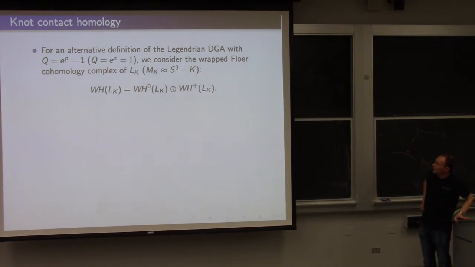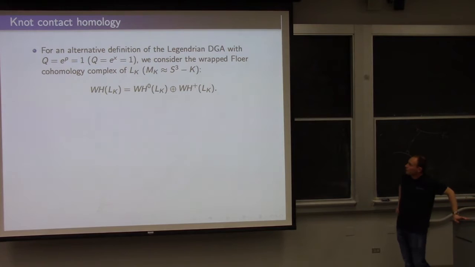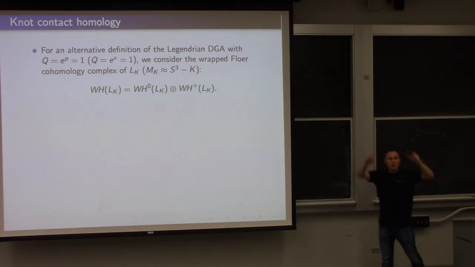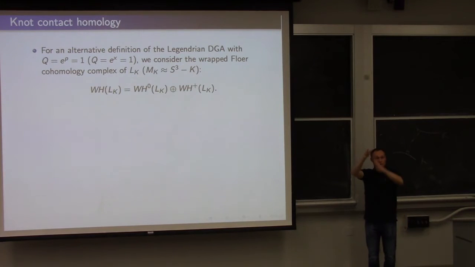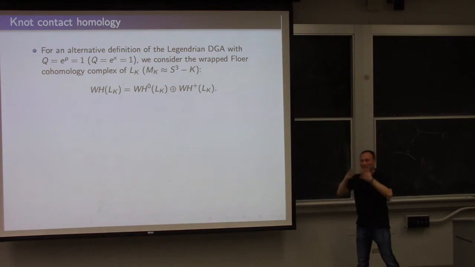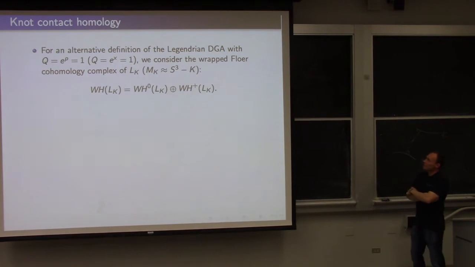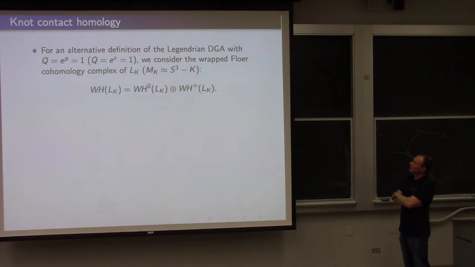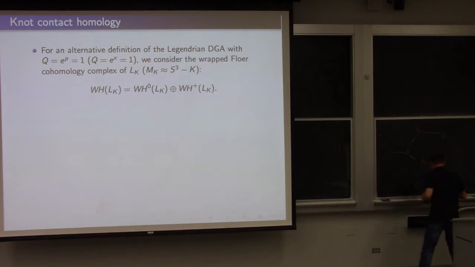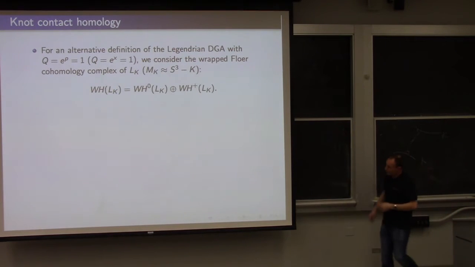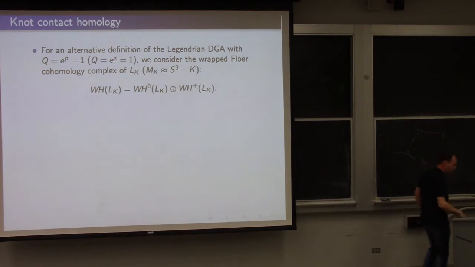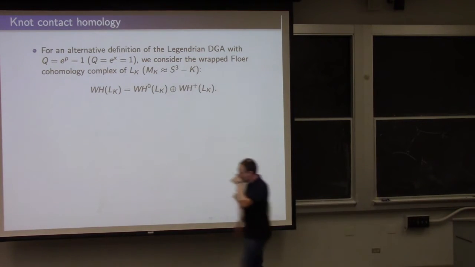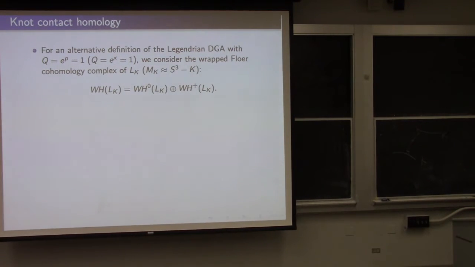So here, when I write this wrapped homology, I think of just the linear Floer homology. So there's no many ends or anything, just strips. And now we can take the conormal, this L_K, and think of it in T*S^3. So I should draw some picture. Okay, so we're now back in T*S^3, we take L_K.